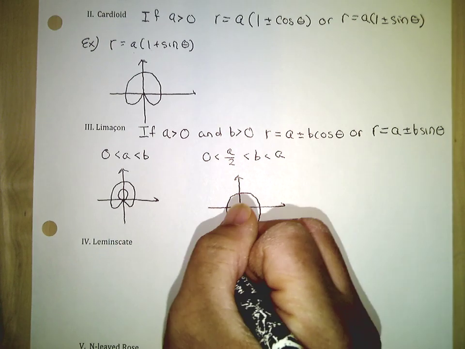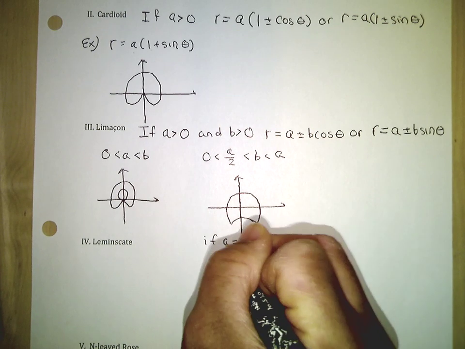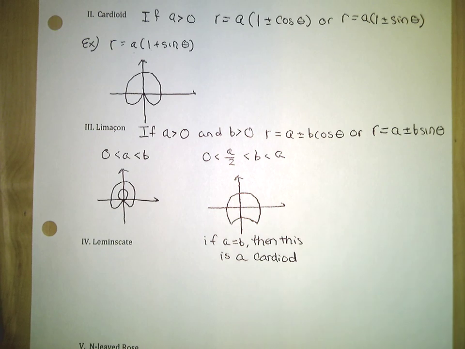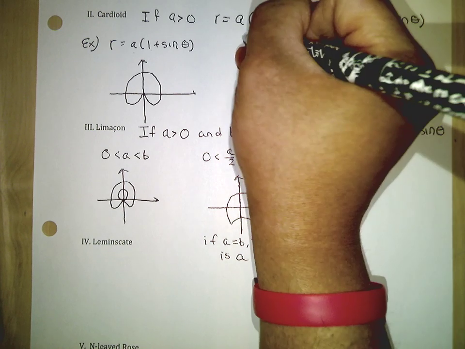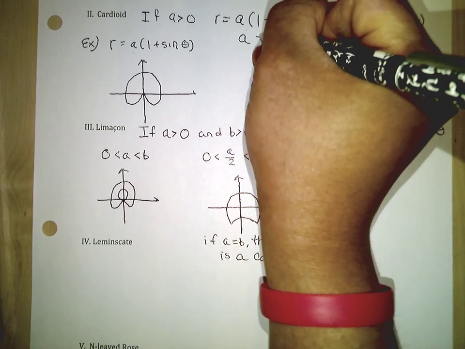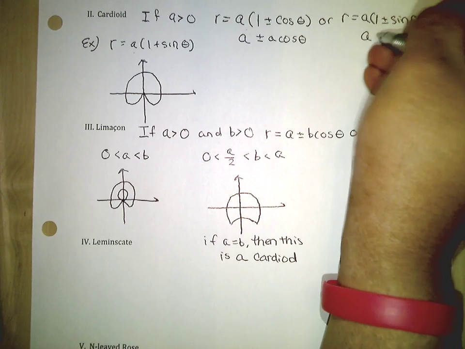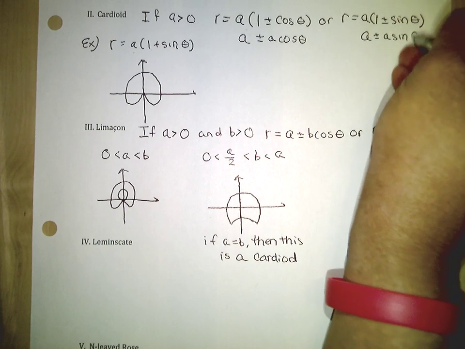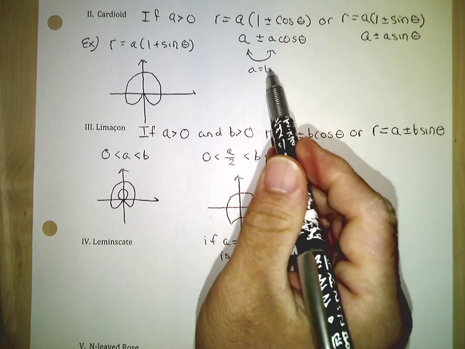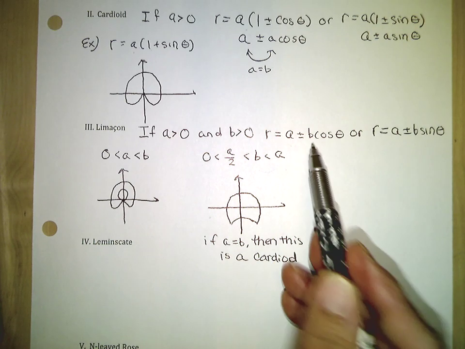So if a is equal to b, then this is a cardioid. And I hope that you can see that, because if you distribute this a here for the cardioid, you would have a plus or minus a cosine of theta, or a plus or minus a sine of theta. So if a was equal to b, then if these were both the same, you would have a cardioid instead of a limaçon.